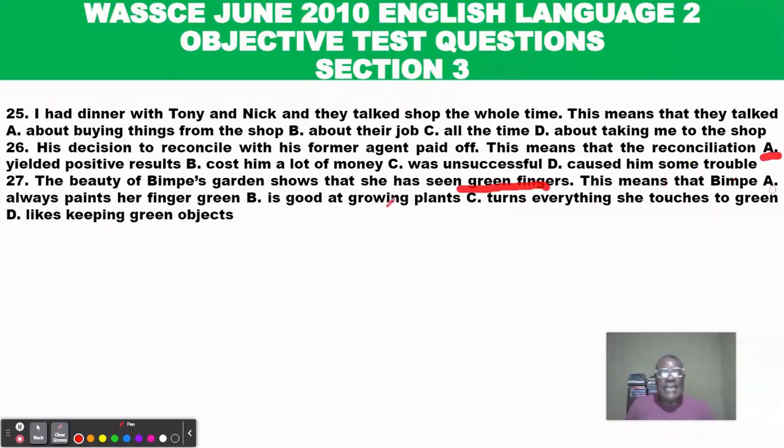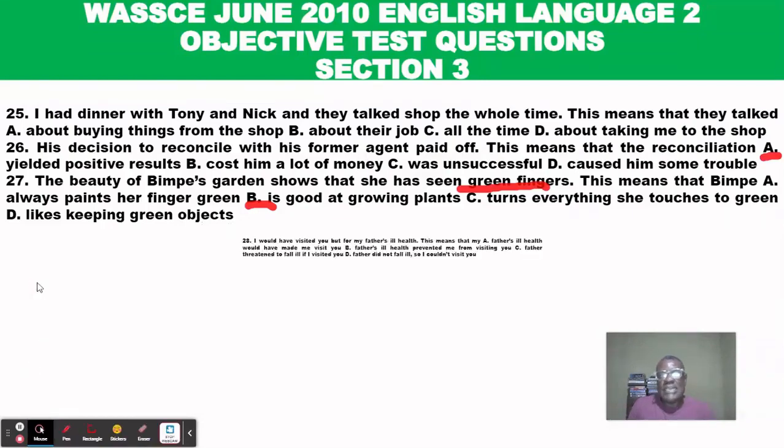This means that Bimpe A always paints her fingers green. No. Beware of the literal interpretation given as options. And they always sound quite laughable. Okay. B is good at growing plants. Yes, is good at growing plants. When you have seen green fingers, it means you are good at growing plants. C turns everything she touches to green. No. D likes keeping green objects. Certainly no. 28.